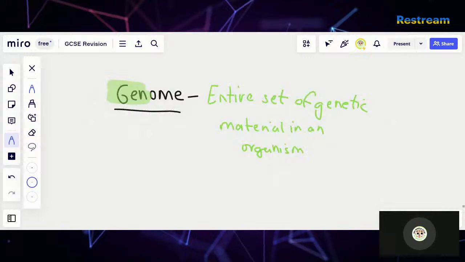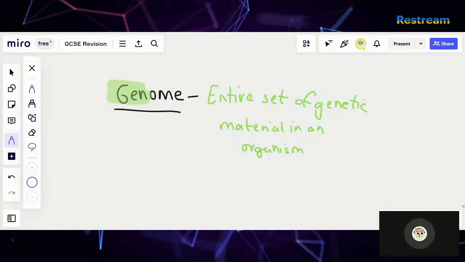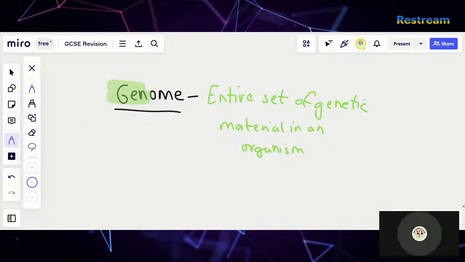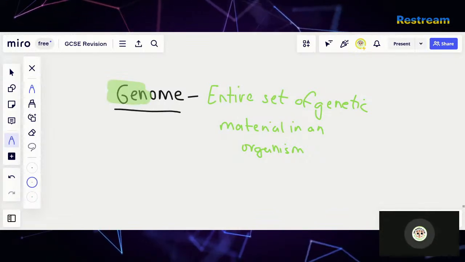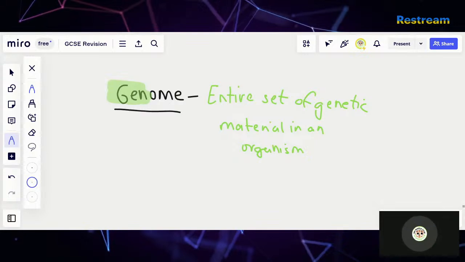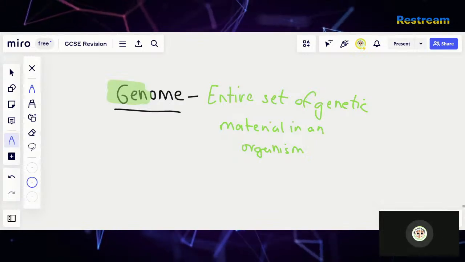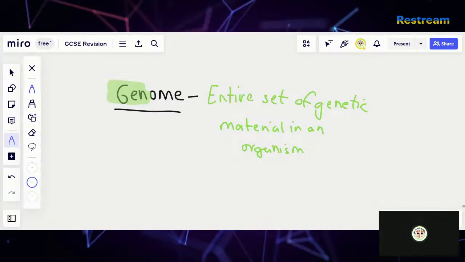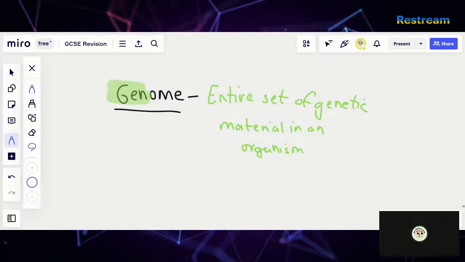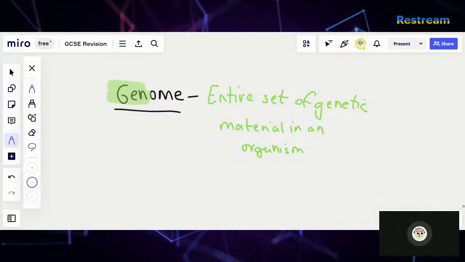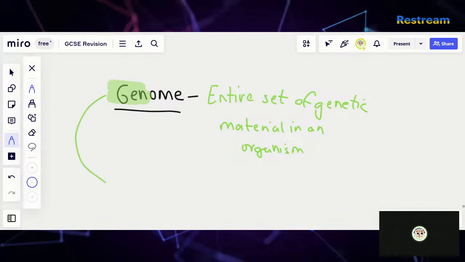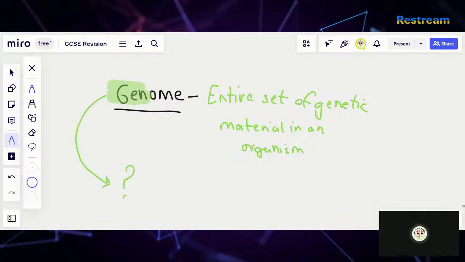So what does that mean? What does the entire set of genetic material in an organism mean? When we're talking about a human genome, that refers to everything from the genes for your eyes, the genes for your hair, the genes for both your physical and your mental characteristics. Now, why is understanding the genome important?